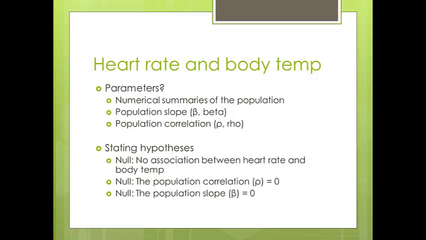If we're stating hypotheses, we've seen already that the null hypothesis says that there's no association between heart rate and body temperature. What that means then is that the population correlation rho is 0, or equivalently, the population slope beta is 0.